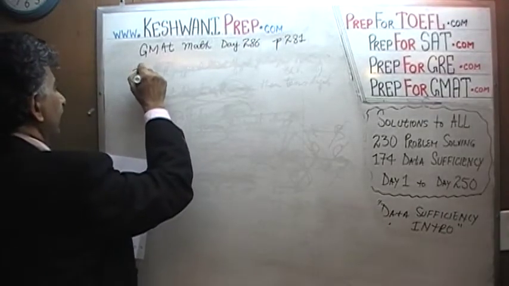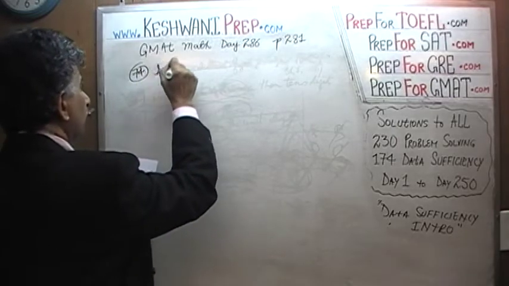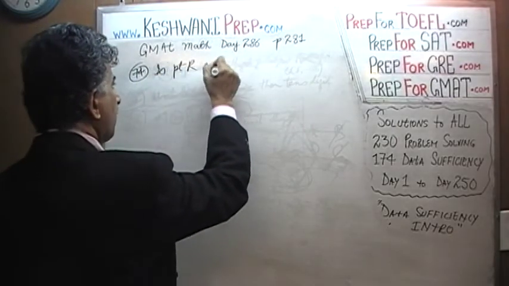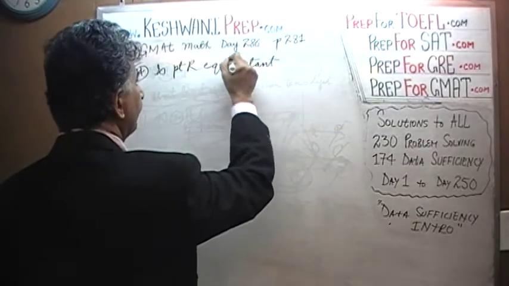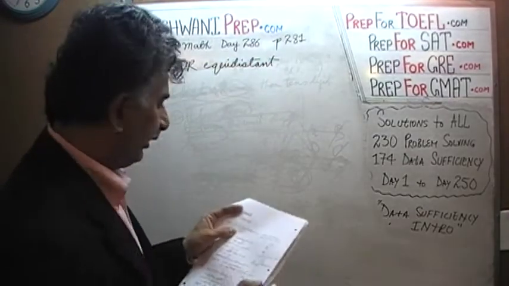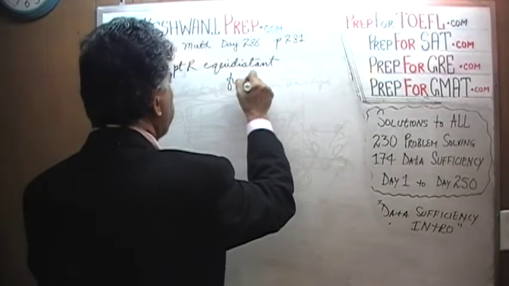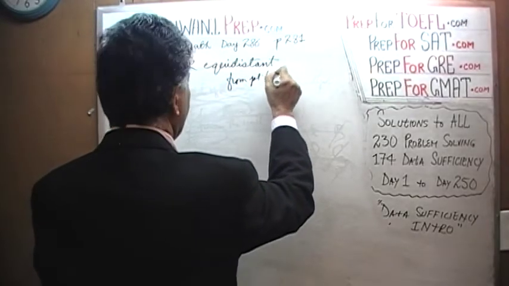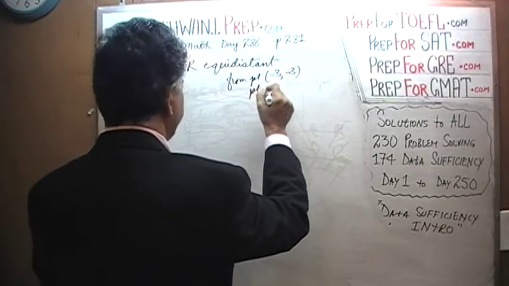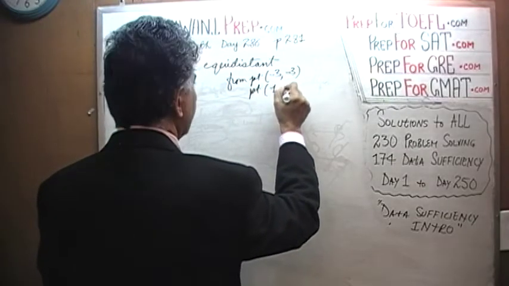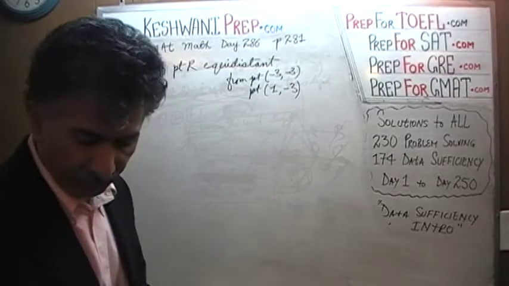Problem number 74 is asking us, is point R equidistant from point -3 and -3 and point 1 and -3? Let's find out, shall we?